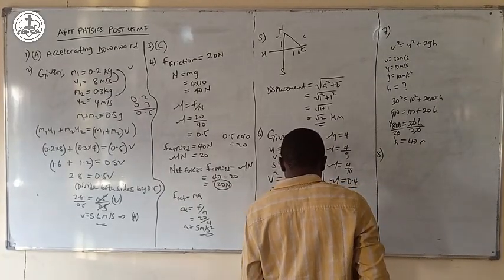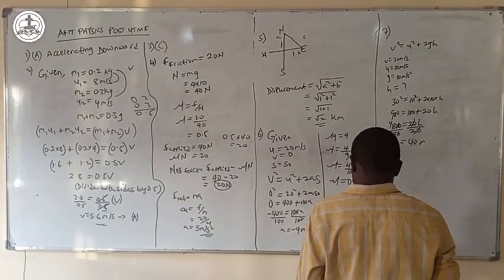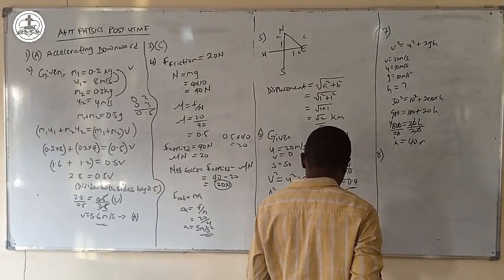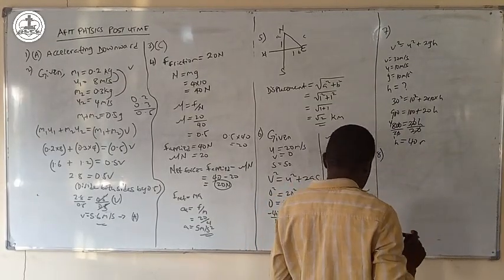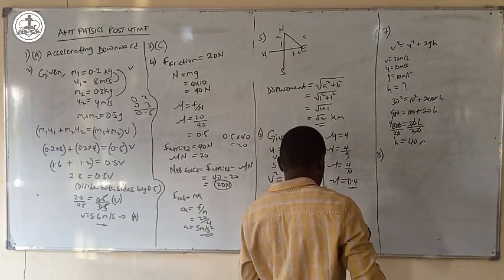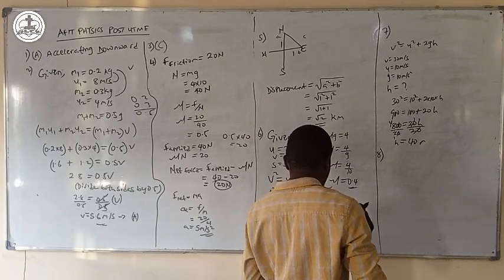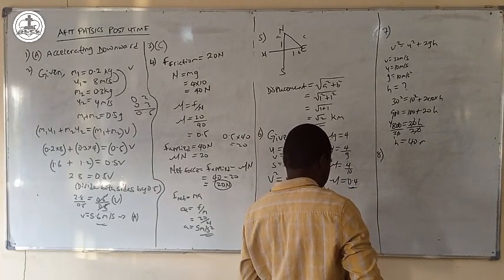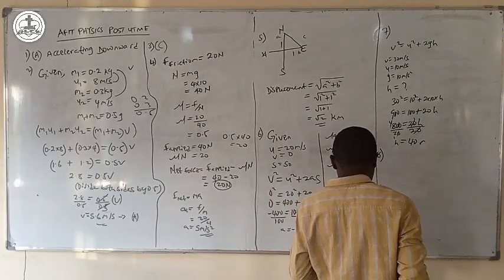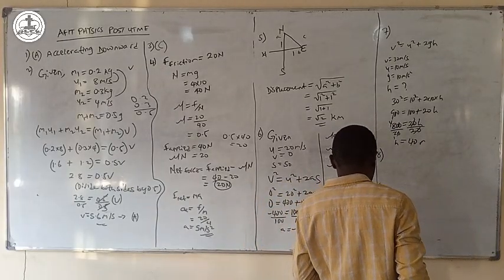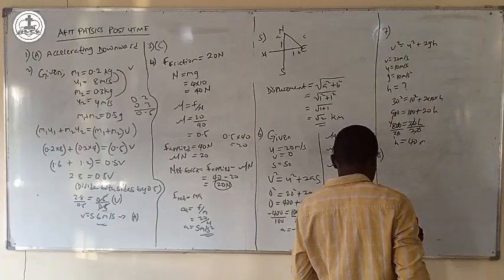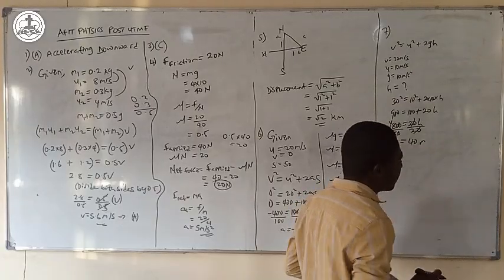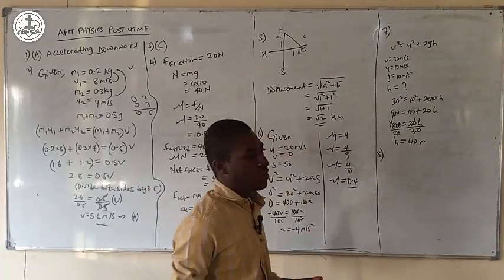Question 8 says a quantity is defined as the product of the cross-sectional area and change in momentum per unit length. What is the SI unit? What is it saying? That the product of cross-sectional area and change in momentum per unit length. It's asking us for the SI unit.